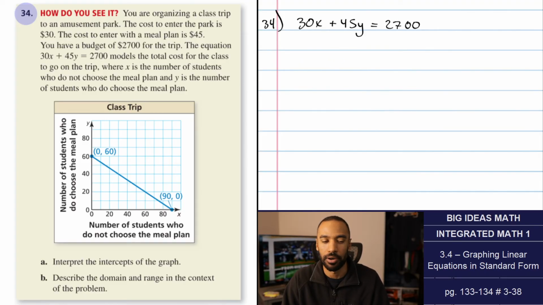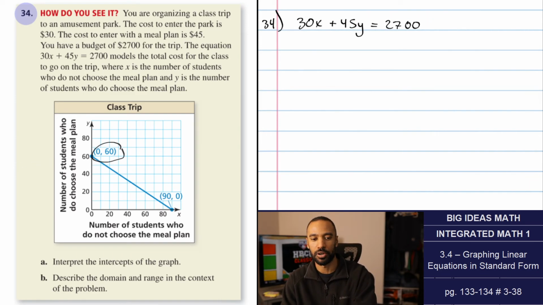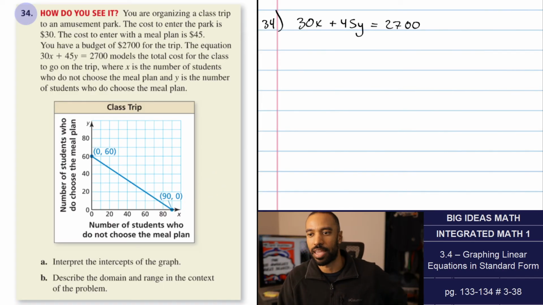So they did it for us. How did they come up with these? For the y-intercept, they divided 2,700 by 45. Apparently you get 60. They divided 2,700 by 30, and you get 90. So those are parts of them. It says interpret the intercepts of the graph. They ask, how do you see it?